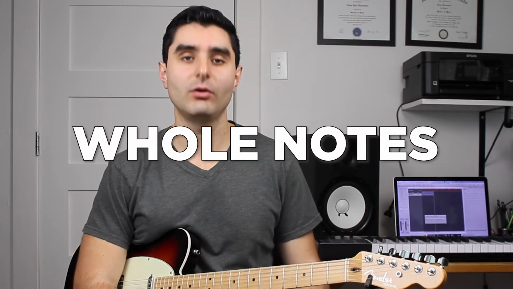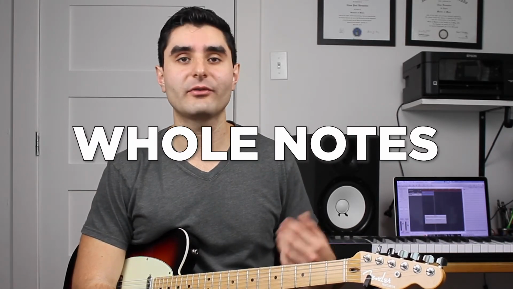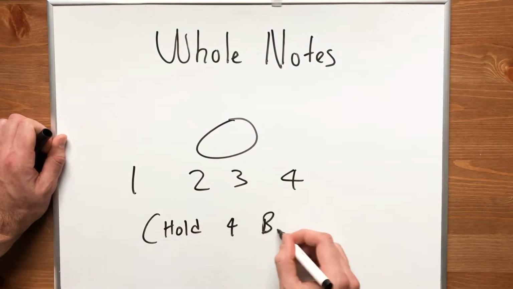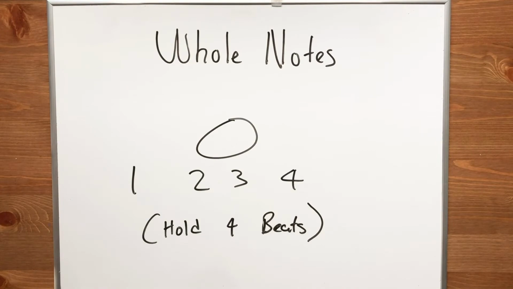Up next, we have whole notes. Whole notes are super simple. They're just even longer notes. A whole note takes up the space of 2 half notes or the space of 4 quarter notes. So if I play whole notes, it sounds like this. 1, 2, 3, 4. 1, 2, 3, 4.